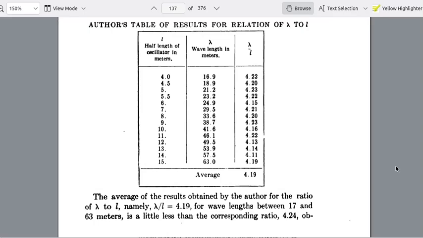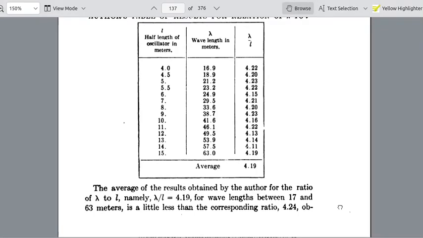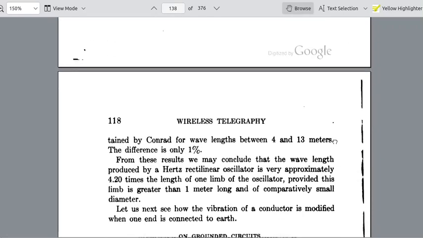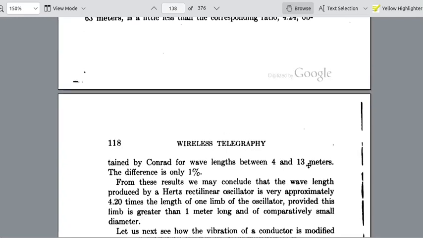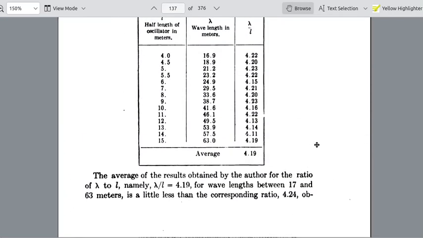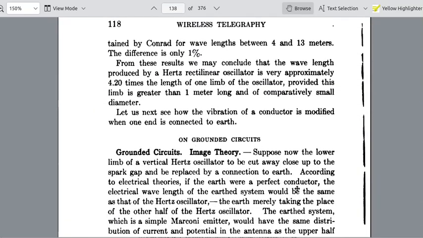The average of the results obtained by the author for the ratio of lambda to L, namely lambda over L equals 4.19, for wavelengths between 17 and 63 meters, is a little less than the corresponding ratio 4.24 obtained by Conrad for wavelengths between 4 and 13 meters. The difference is only 1%. From these results, we may conclude that the wavelength produced by a Hertz rectilinear oscillator is very approximately 4.20 times the length of one limb of the oscillator, provided this limb is greater than 1 meter long and of comparatively small diameter.